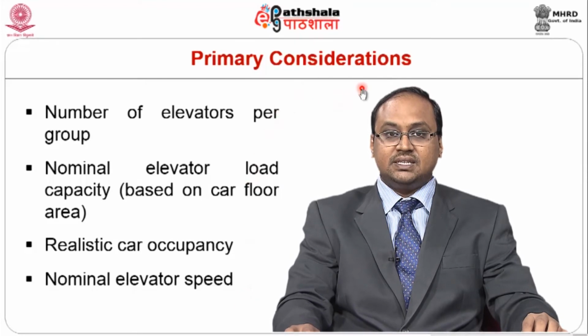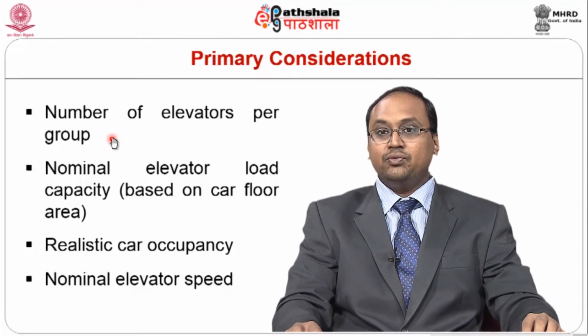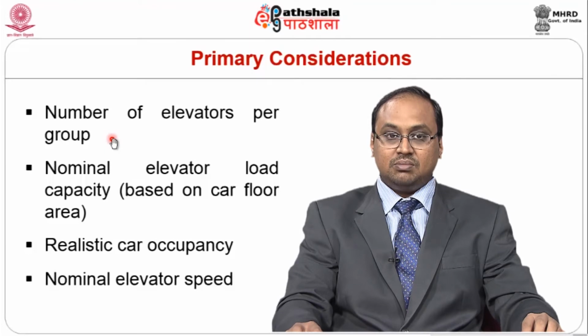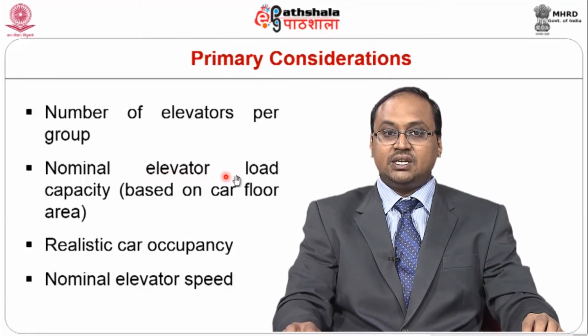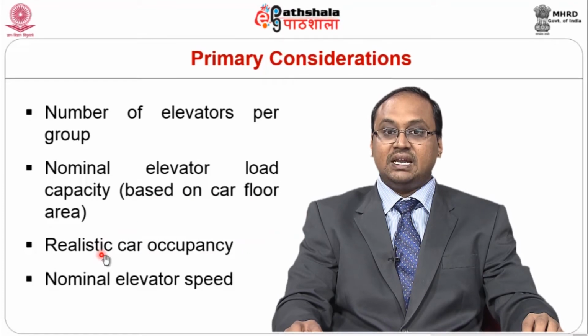Coming to primary considerations, we need to look at the number of elevators per group. Grouping of elevators is very important, and we need to know how many of them have to be grouped together and how we space them across the tall building. Nominal elevator load capacity is based on car floor area. For realistic car occupancy, we have standardized car capacity, and we have to be very realistic in terms of occupancy.